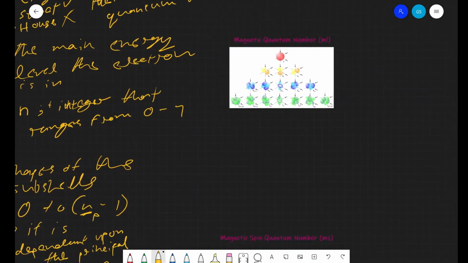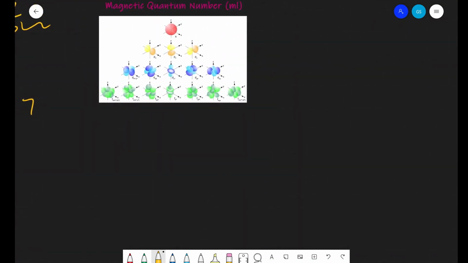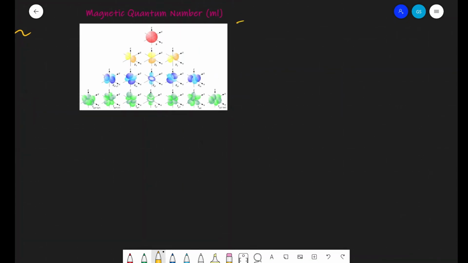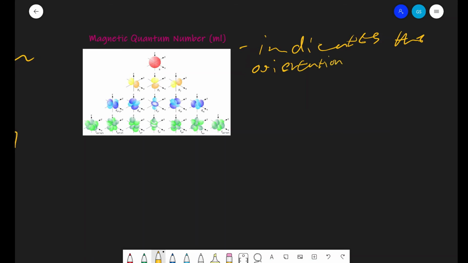Now the 3rd quantum number is called the magnetic quantum number. This quantum number indicates the orientation of the orbital, but also the number of possible orbitals. Or I should say, the orientation of the orbital.